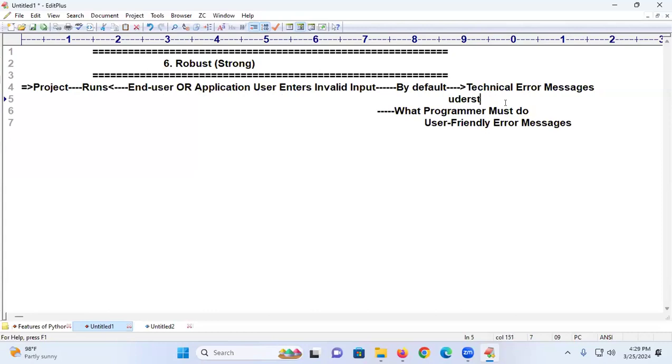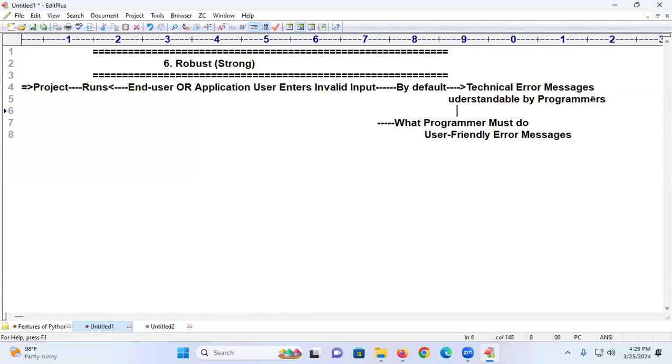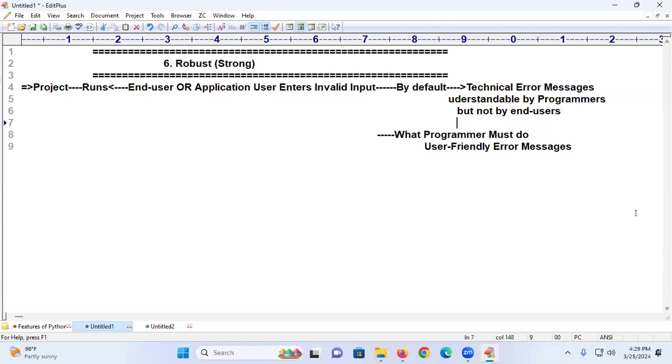Understandable by whom? Technical error messages are understandable by whom? Programmers, but not by end users. So you people do not have any technical awareness.